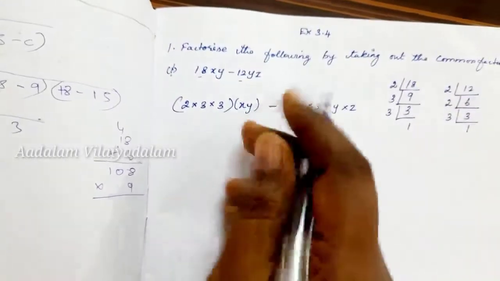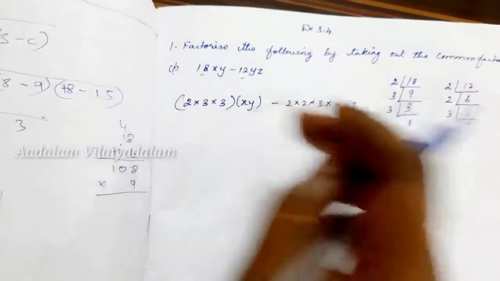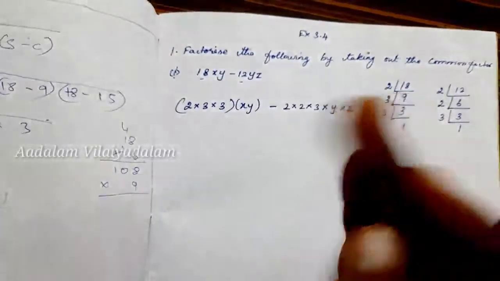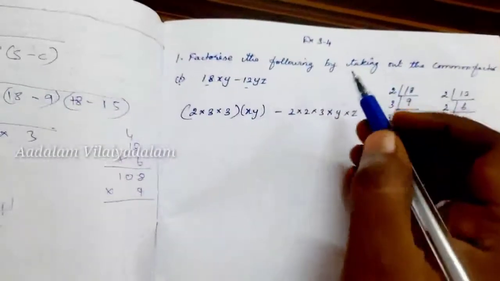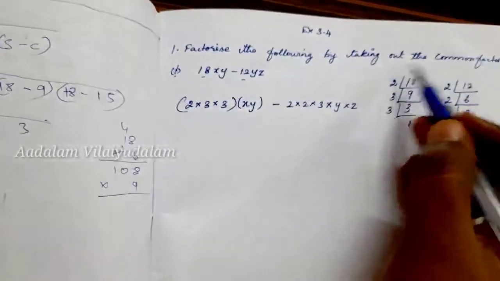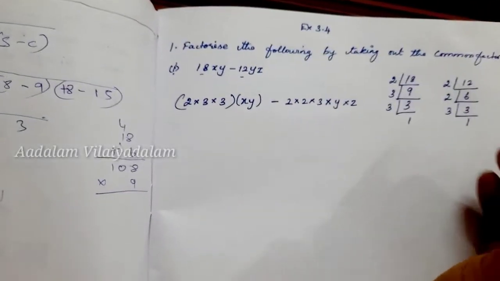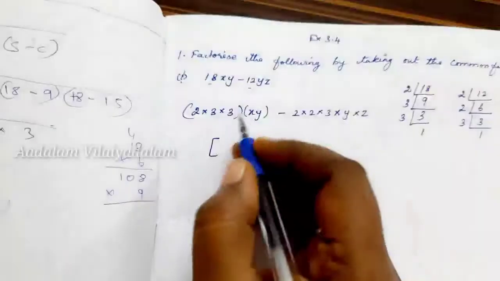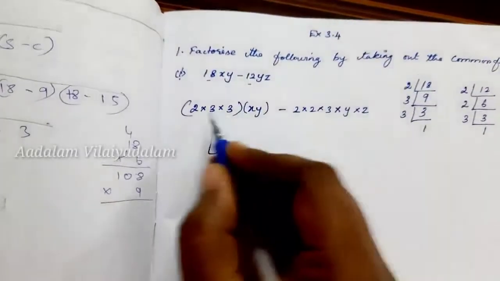Here now compare the terms. What are the numbers and variables that are common? We are going to take them out. That's what the question has asked: factorize the following by taking out the common factors. So we are going to take out the common factors. So what are the common factors here?